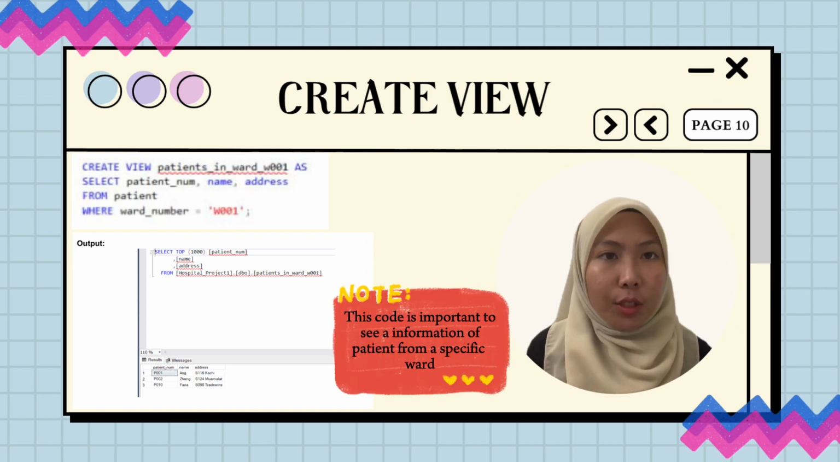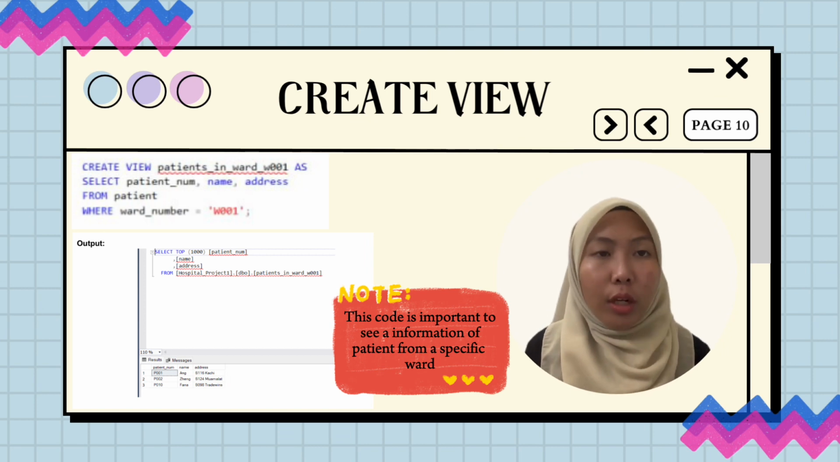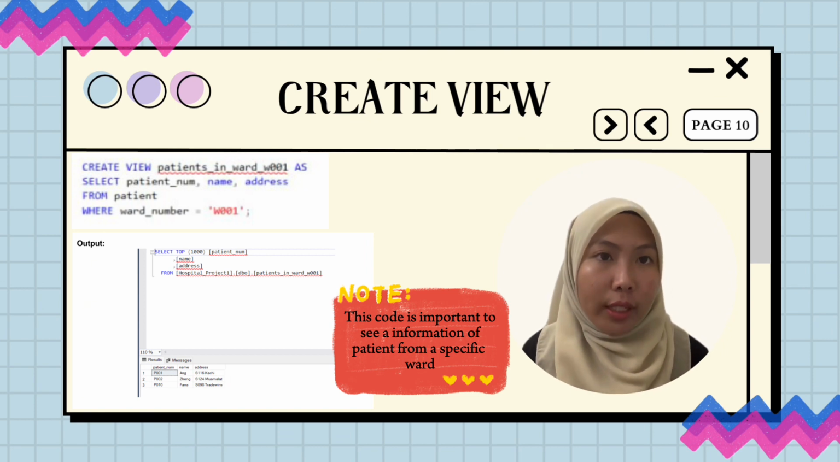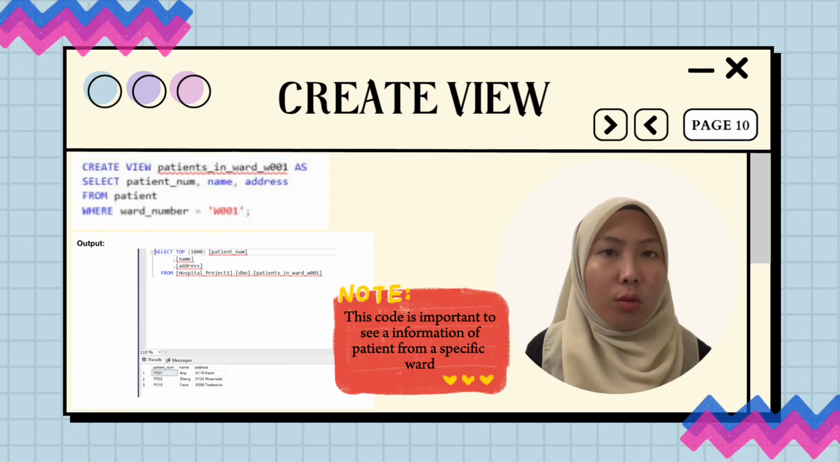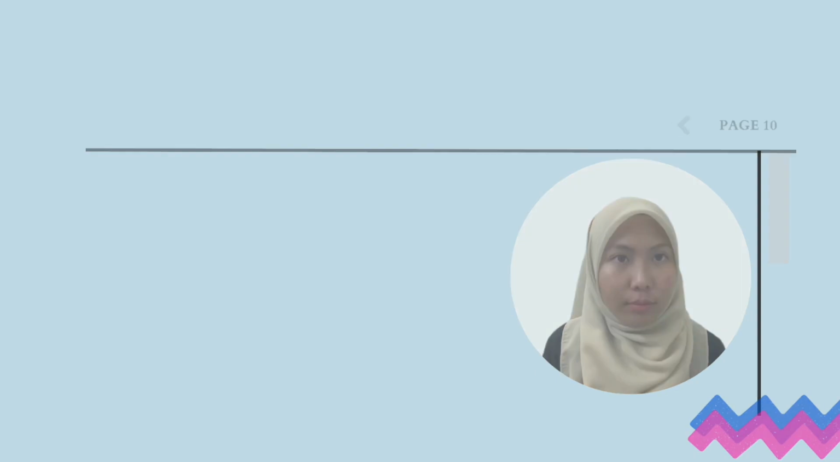This code creates a view that shows the patient number, name, and address for patients in ward W001. It does this by selecting specific columns from the patient table where the ward number is equal to W001. The select statement that follows retrieves all the rows from the patient in ward W001 view.